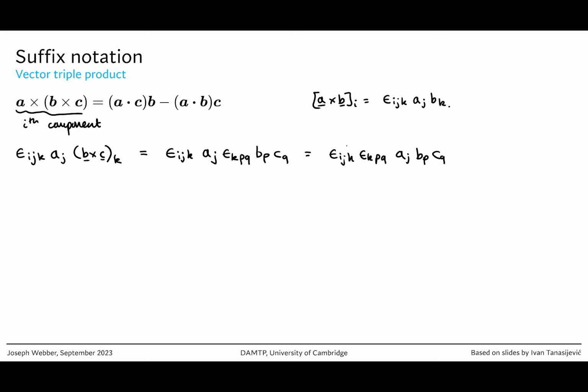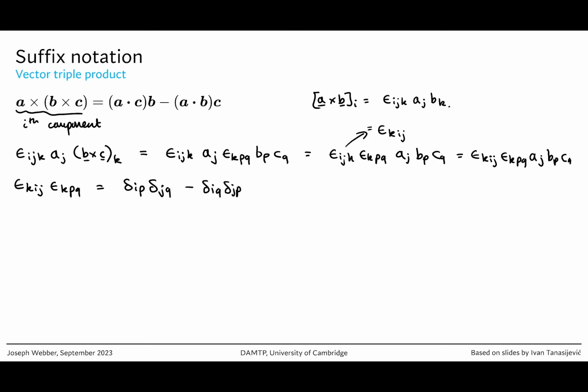Now, it turns out that epsilon ijk is exactly the same thing by a cyclic permutation as epsilon kij, because if ijk is an even permutation, so is kij. If it's an odd permutation, so is kij. So we can write this now as epsilon kij, epsilon kpq, aj, bp, cq. Okay, this is in the form of the identity we had last time. So recall that epsilon kij, epsilon kpq is equal to delta ip, delta jq, minus delta iq, delta jp.